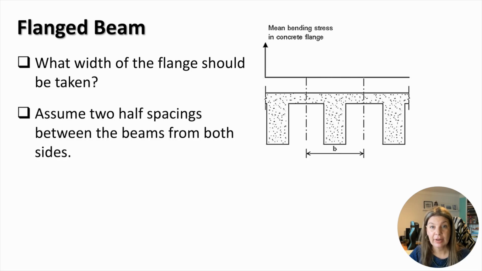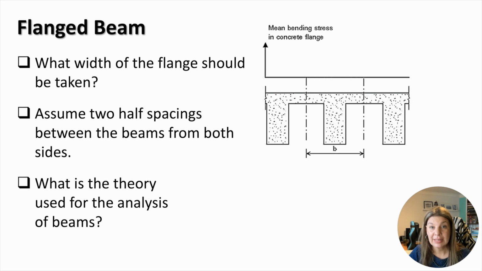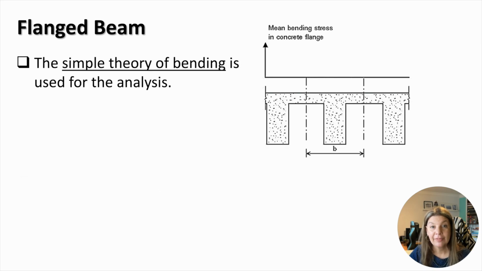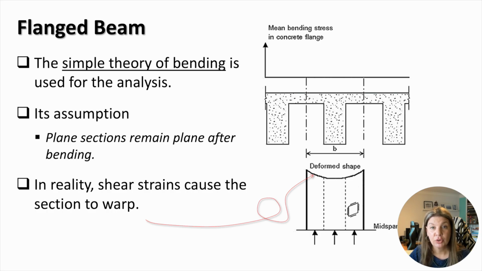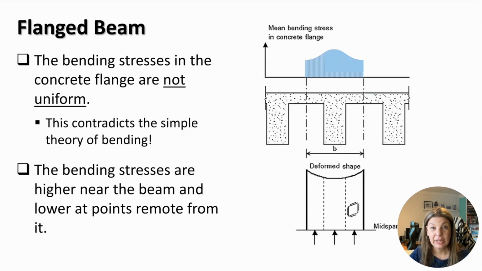Initially, it can be assumed that the flange should extend over two half spacings between the beams from both sides. To understand whether this assumption is acceptable, we need to consider the theory used in the analysis of beams. The behaviour of beams is modelled using simple beam theory, and that states that a plane section before bending remains plane after bending. In the real structure, shear strains cause the plane section to warp after bending, as you can see here. The warping of the initially plane section indicates that the bending stresses developing in the concrete flange are not uniform. This contradicts simple beam theory of bending.